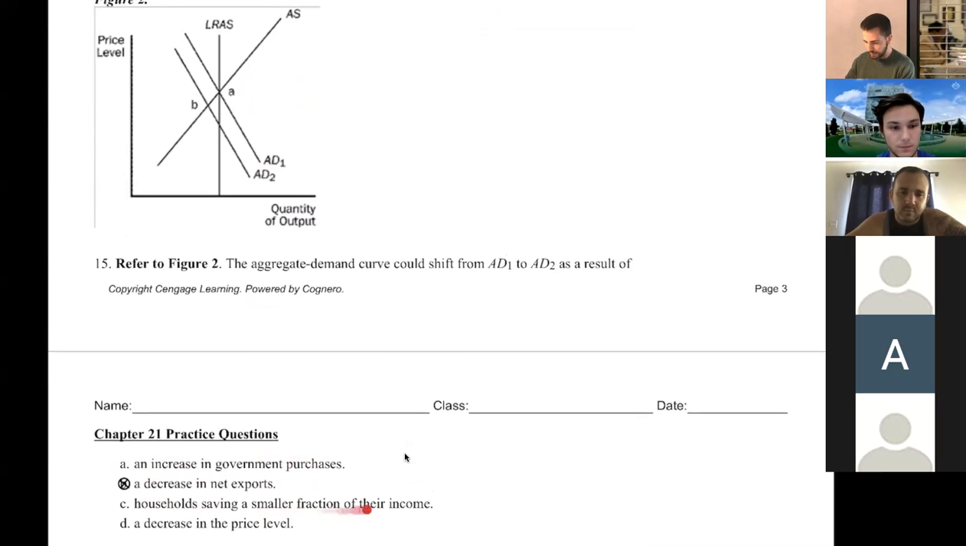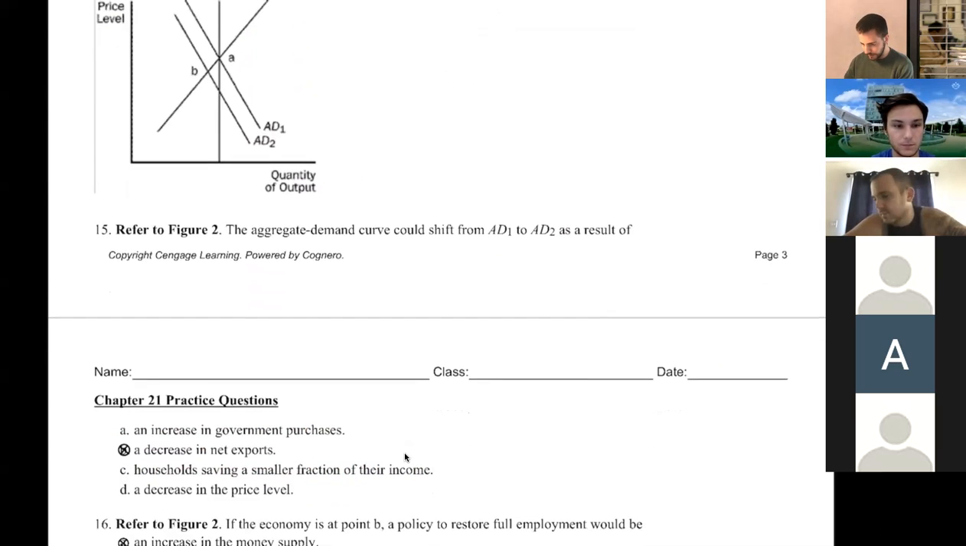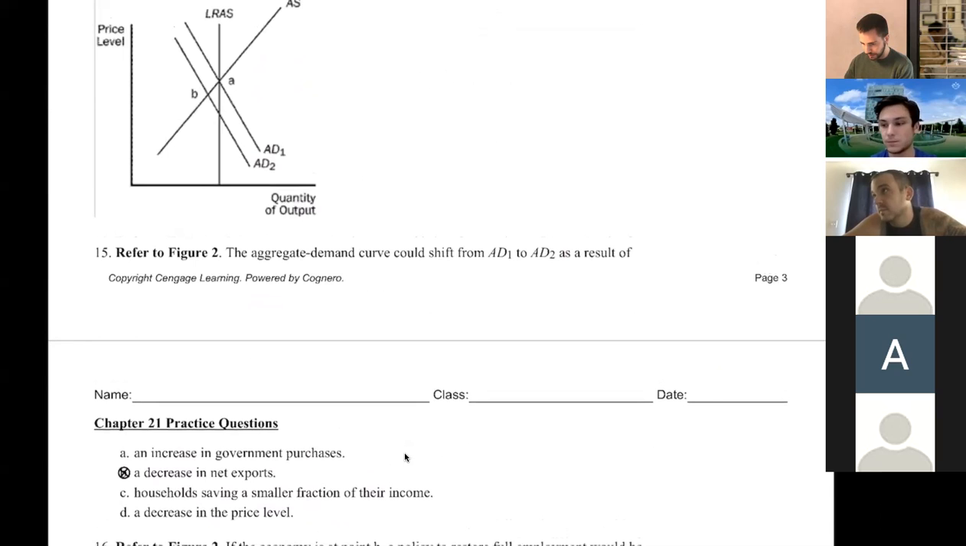Households saving a small fraction of their income would not have an effect on the aggregate demand, and a decrease of the price level would, I believe, also push it to the right. Well, Corey, I think we explained it a little bit poorly last week, but that's going back to the wealth effect and exchange rate effect, or why the aggregate demand curve slopes downward.